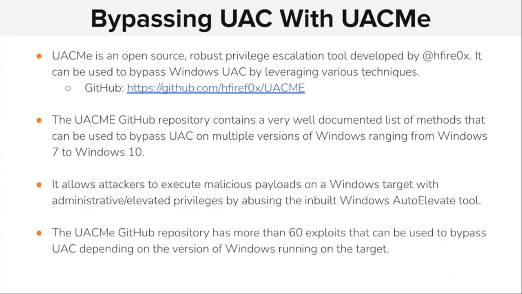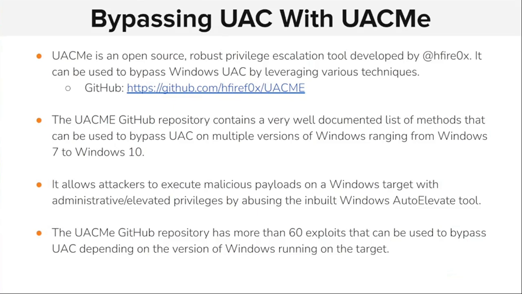So what is UACMe? UACMe is an open source, robust privilege escalation tool that's developed by Firefox, and it can be used to bypass Windows UAC by leveraging various techniques. And you can take a look at the GitHub repository, which we'll actually be going through when we get to that point. But the UACMe GitHub repository contains a very well documented list of methods that can be used to bypass UAC on multiple versions of Windows, ranging from Windows 7 to 10 and now Windows 11.